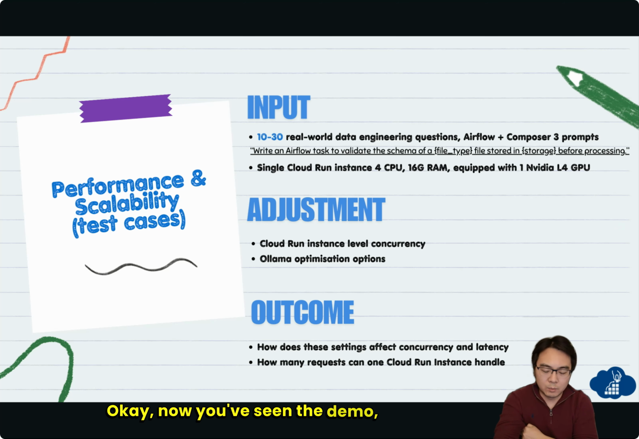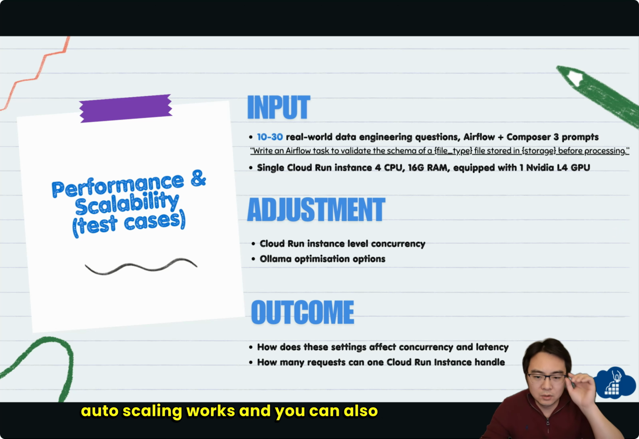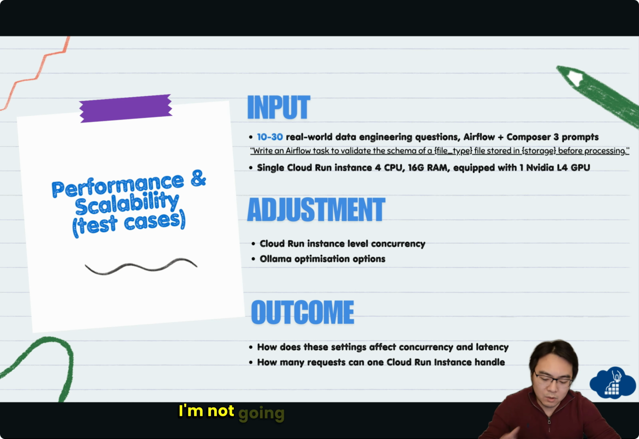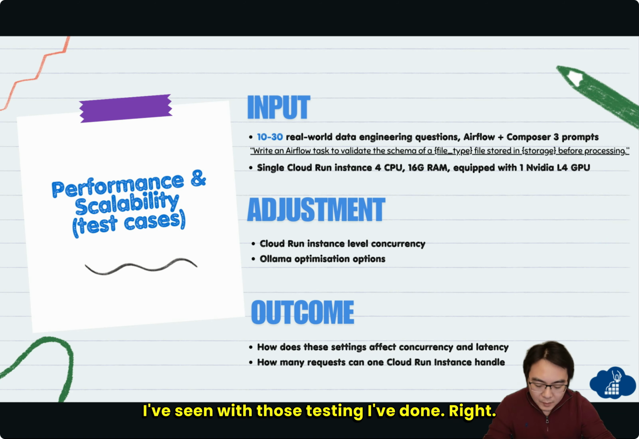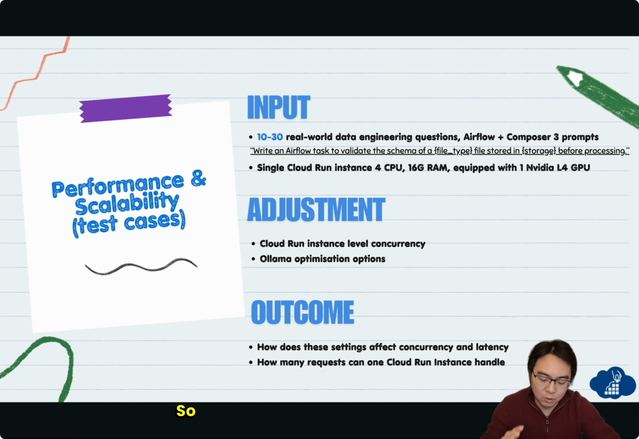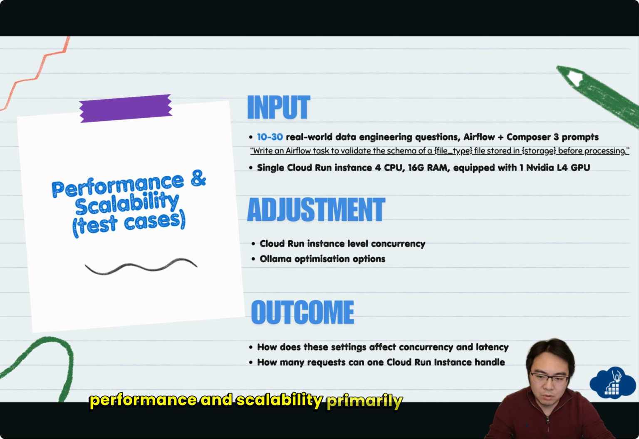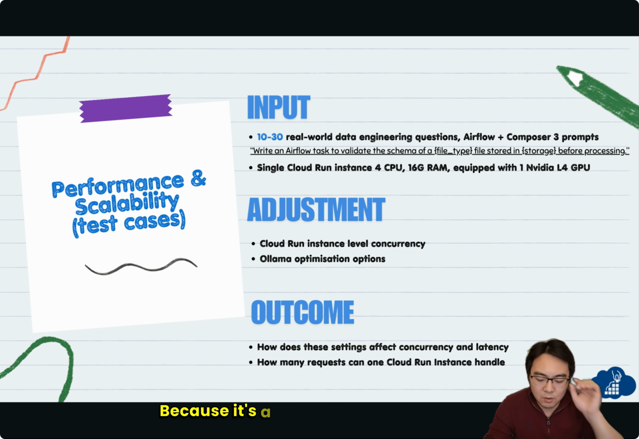Okay, now you've seen the demo, so you can see the auto scaling works, and you can also see I've done quite a lot of things to test the performance. I'm not going to show you all of the details on the different variations I've tested, but instead I'm going to summarize what I've done and the outcome I've seen with those tests. What I wanted to do is test the performance and scalability primarily to see what it can handle, because it's quite a large model. It's a 6 billion model and is a reasoning model, which is quite slow and very GPU heavy. So I was quite skeptical, does it even run?